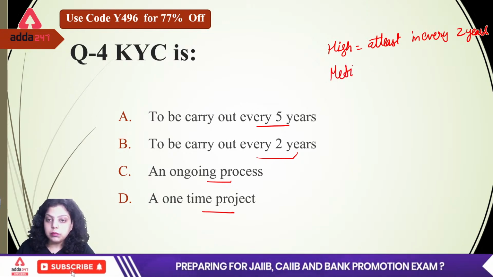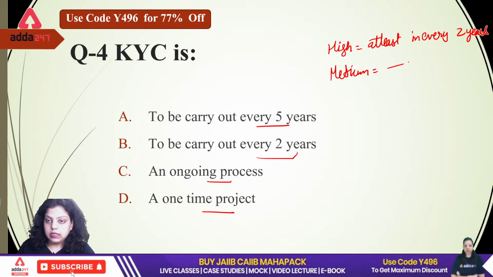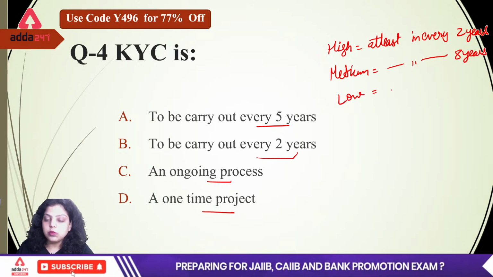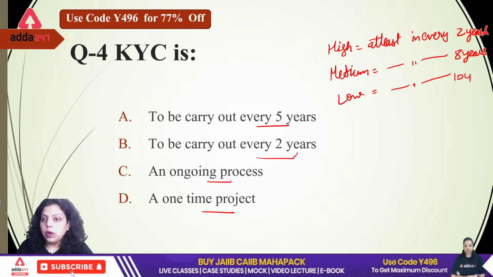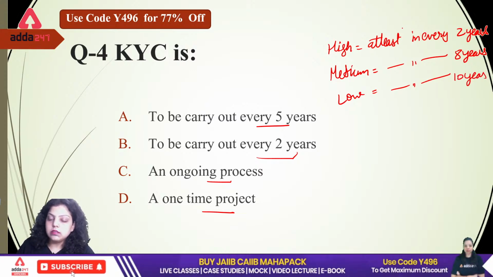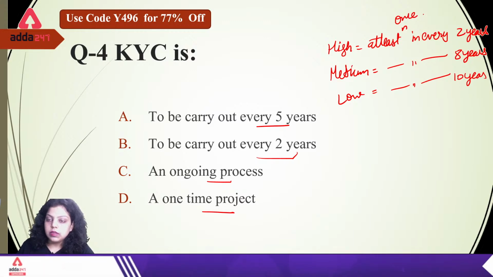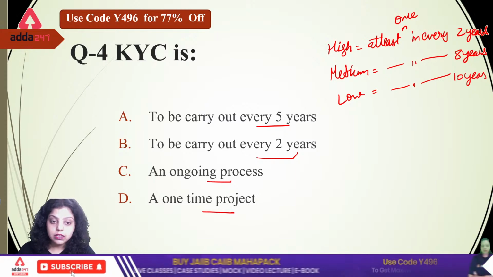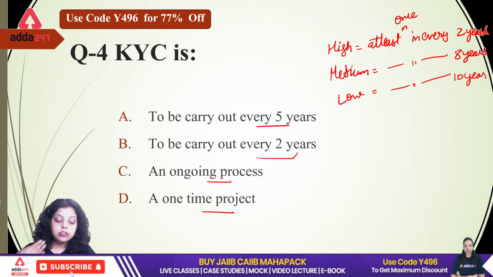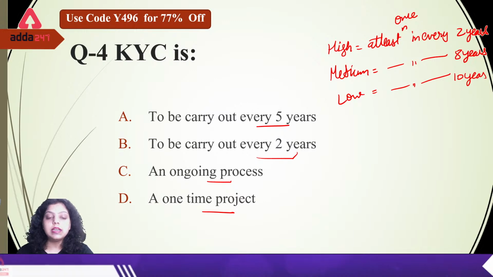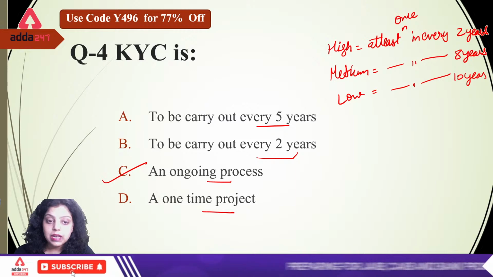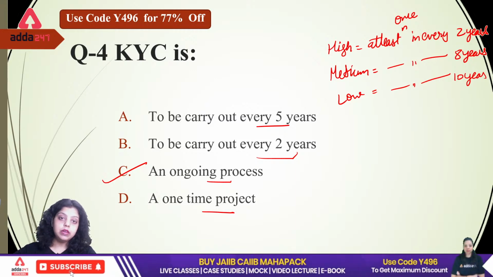In the case of medium risk, at least every 8 years we have to do the periodic updation of KYC, and with a low risk customer, at least once every 10 years. So every 2 years, every 8 years and every 10 years, on the basis of the risk category of the customer, that is high, medium and low. It means you have to process the KYC every time, so it is an ongoing process. You don't only do the KYC at the time of opening a bank account of the customer or at the time of linking the customer with your bank.